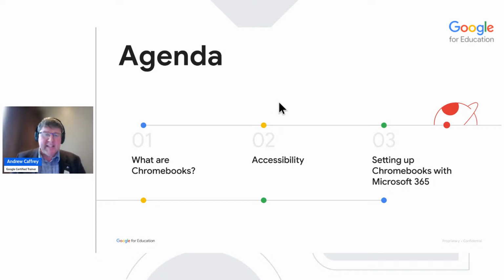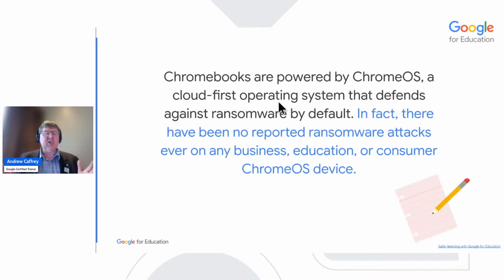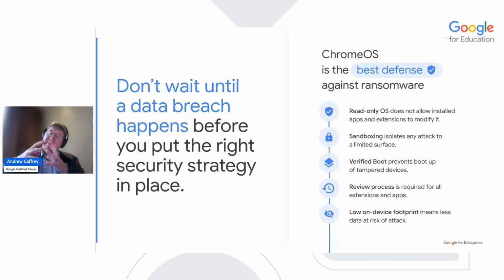Right, so let's get started by looking at what a Chromebook is. For anyone who hasn't used one before, Chromebooks are devices that are powered by ChromeOS, which is a cloud-first operating system that defends against ransomware by default. So in terms of security, devices are nice and secure. And we'll come back to talk about security in a moment.